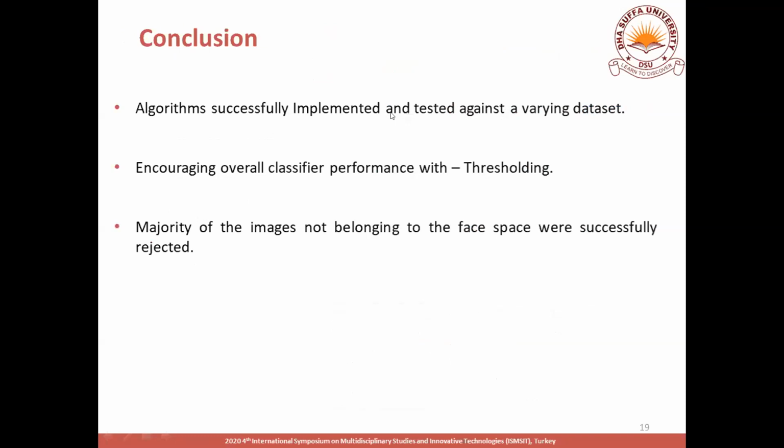Concluding what I've just gone through, we have successfully implemented the algorithm and tested it against a varying dataset. The dataset was very much varying. It had a lot of illumination variation and pose variation. It was not comprised of certain parameters. It was just a variation of all things. Encouraging classifier performance was seen by varying the value of the threshold or the tolerance. And the majority of the images which were not present in the training data set were successfully rejected. So this is also a great achievement.